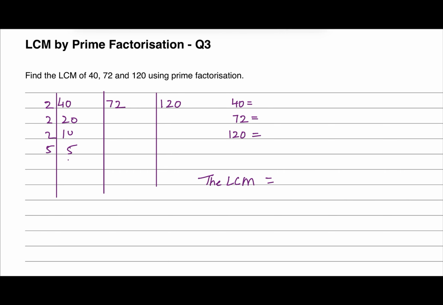2 into 5, 5 1s are. 2 3s are 6, carry 1, 2 6s are 12. 2 18s are 36, 2 9s are 18, 3 3s are 9, 3 1s are 3. 2 into 60. Do you think I can write this, guys? 10 6s are? No, we cannot, because 10 is not a prime number. Okay, now how many in 40? 2 2 2 and 5. In 72, 3 2s and 2 3s.